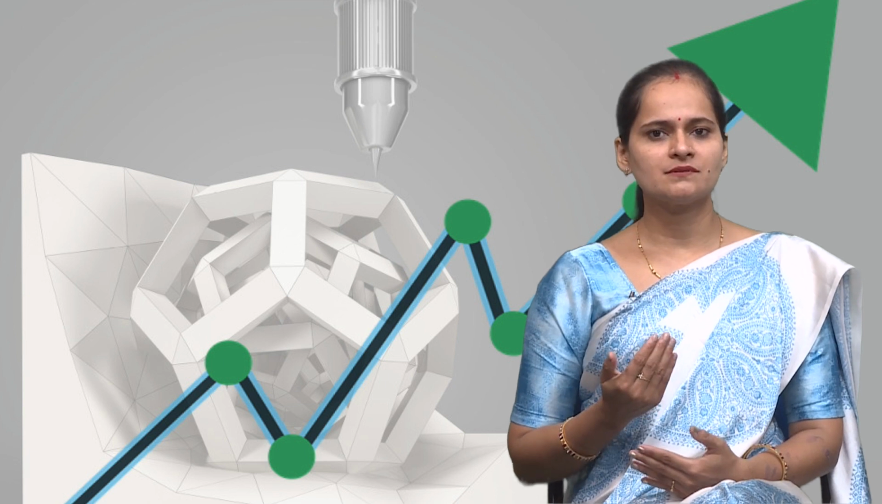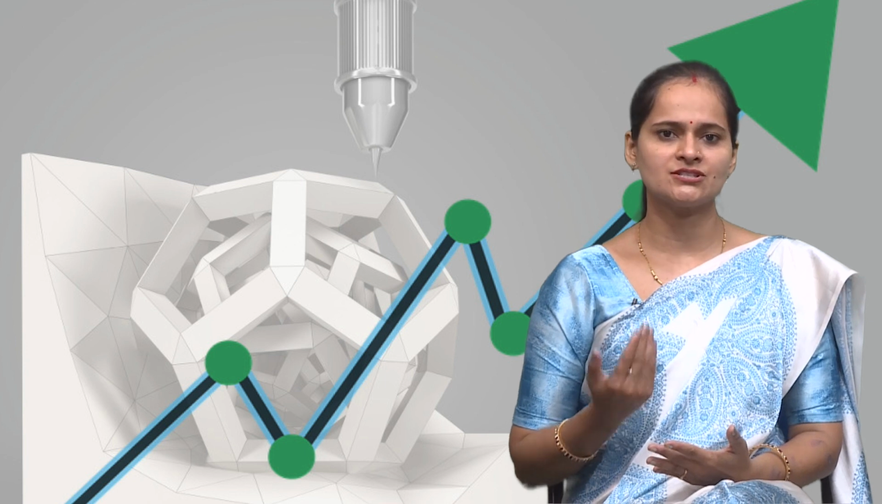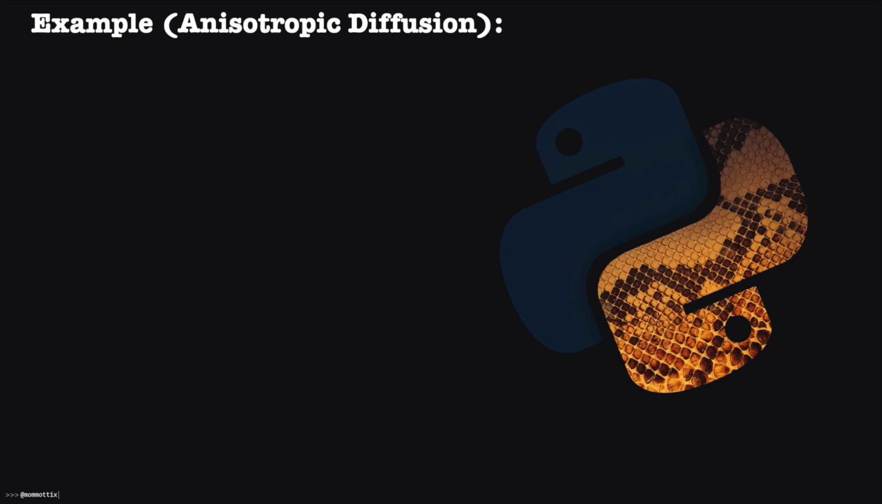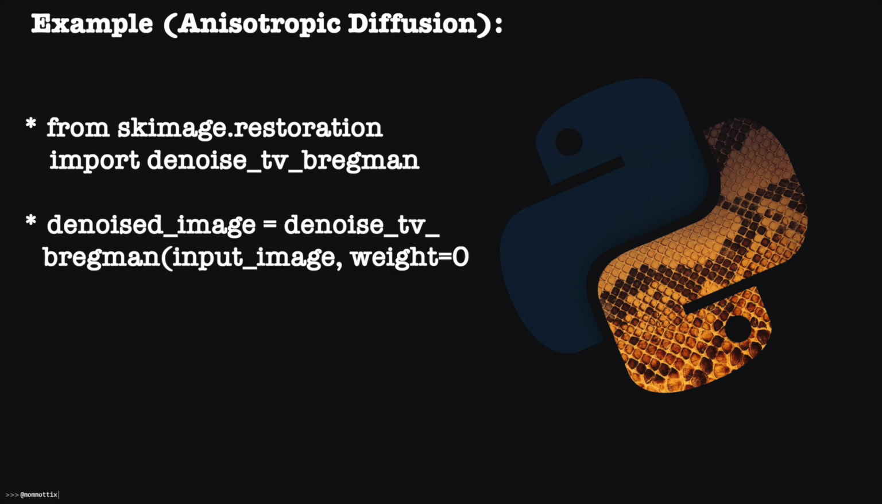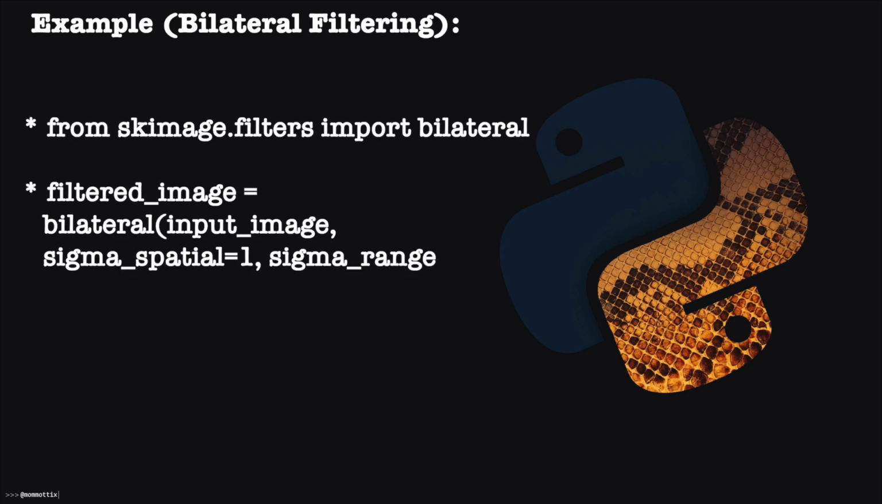So, visual examples which are going to illustrate how these advanced 3D filtering techniques maintain edges and details in 3D images. So, examples are here. For anisotropic diffusion, we have to import the library, then we have to use the function with that name, it is defined here, and define the input size with the weight value. Example for bilateral filtering, this is the code. We have to import the library, then we have to choose the function and we have to define all the values like sigma spatial value and sigma range value.